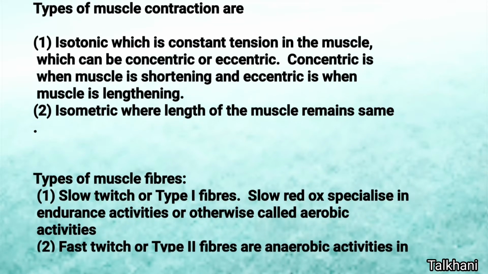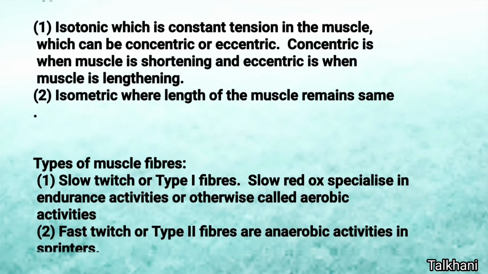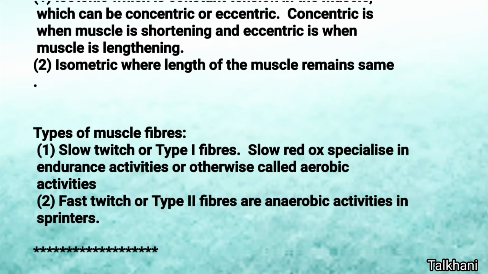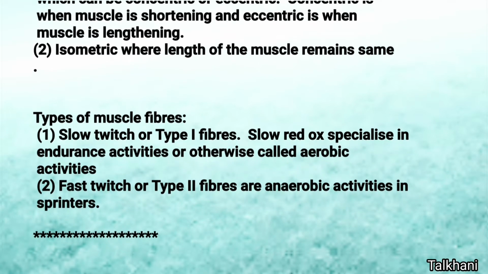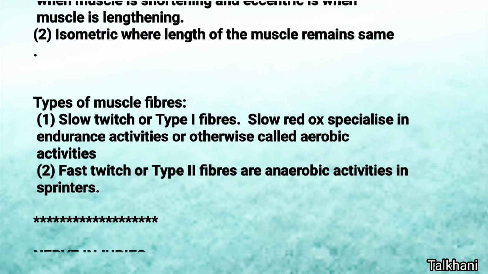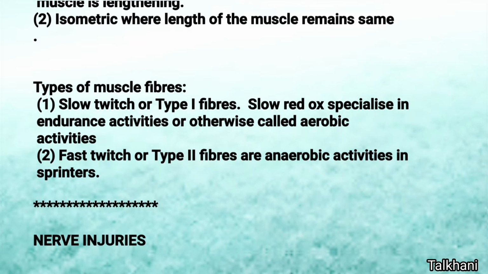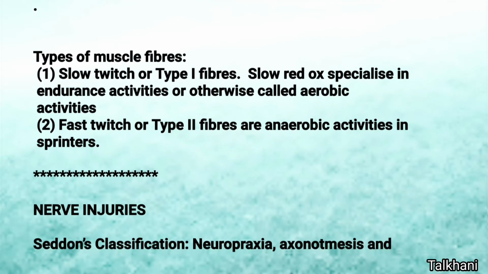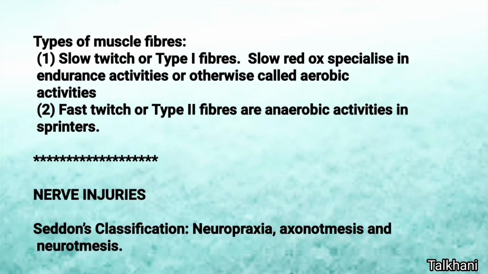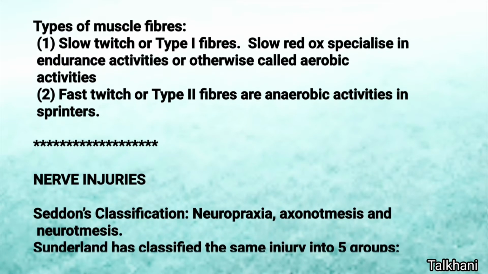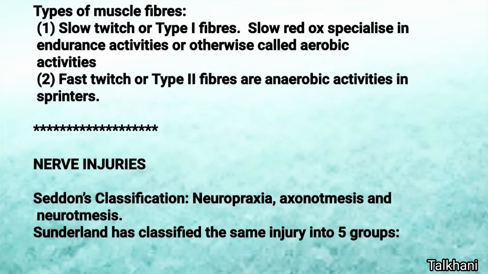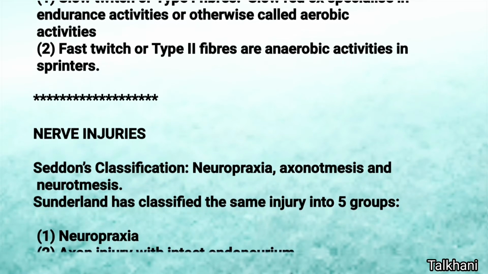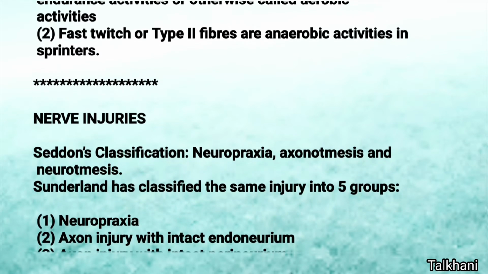Let's look into the nerve injuries. Two most popular classifications of nerve injury are Seddon and Sunderland. Seddon's classification is neuropraxia, axonotmesis, and neurotmesis. Sunderland has classified the nerve injuries into 5 groups. Number 1, neuropraxia. Number 2, axon injury with intact endoneurium. Number 3, axon injury with intact perineurium. Number 4, axon injury with intact epineurium. And number 5, complete nerve disruption or neurotmesis.